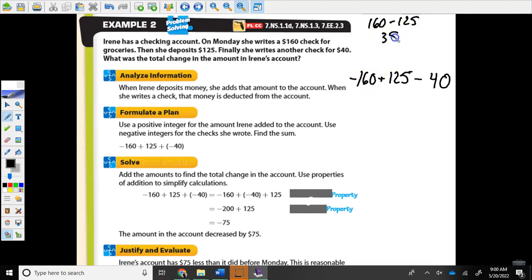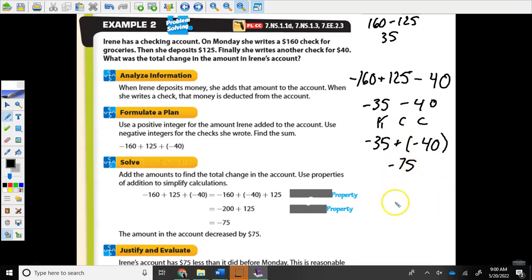So that'd be 35, but it'd be negative 35 minus 40. So KCC, we keep the negative 35, we make this a plus, and then we make this a negative 40. So we end up with negative 75 because we add them together and it stays negative.